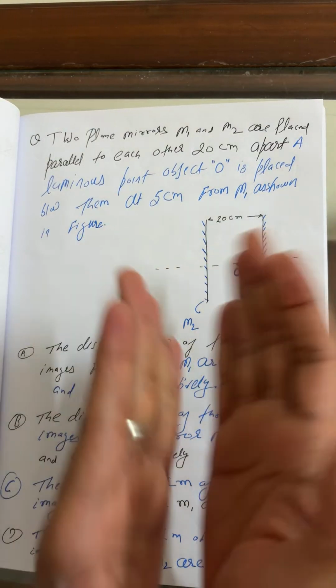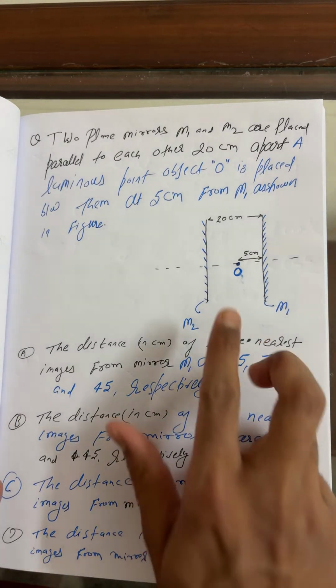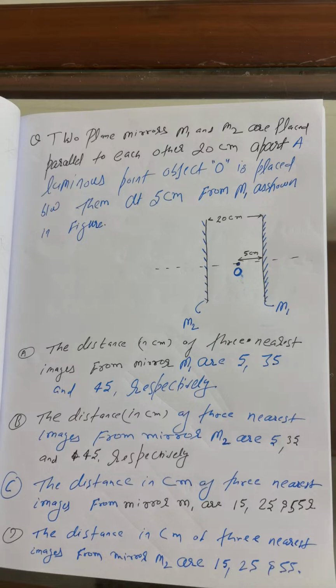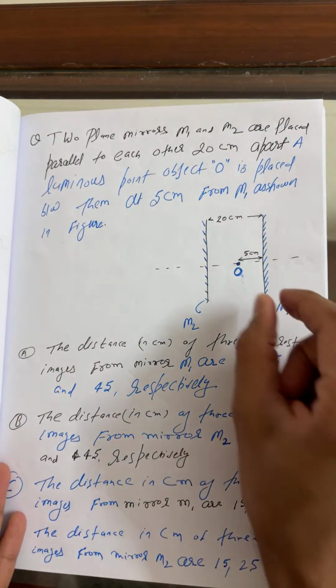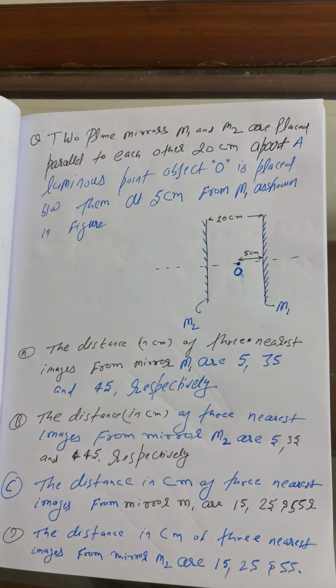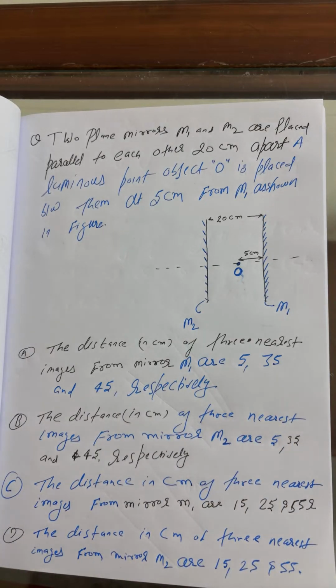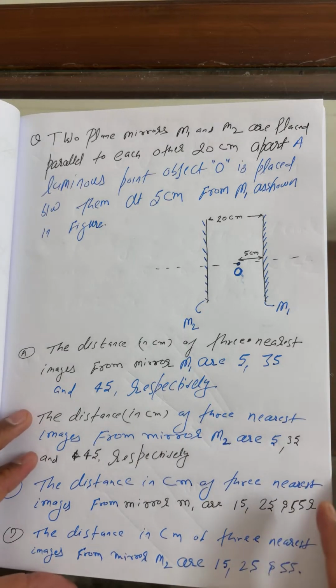two parallel plane mirrors, you can see M1 and M2 are placed 20 centimeter apart. There is a luminous object, basically O, placed 5 centimeter from M1, as shown in the figure. So we have to find the distances and what's the possibility. Students, today I taught in the classroom a trick for the formation of image between two parallel plane mirrors. So what's the short trick, my dear?